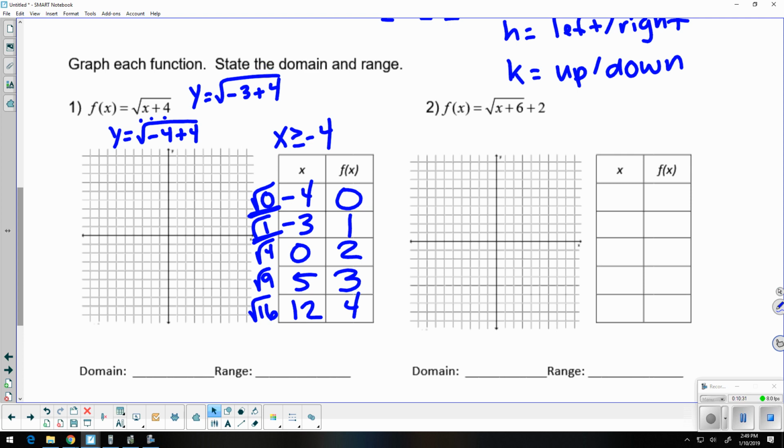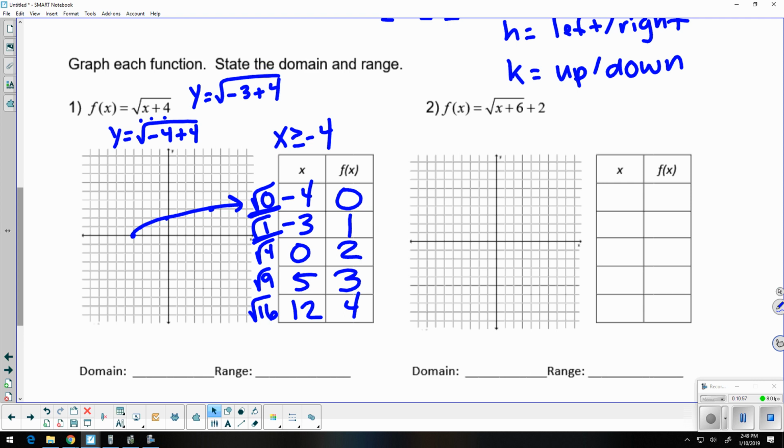Okay, so now you just want to graph it out. We'll see how this looks. So negative 4, 0. Negative 3, 1. 0, 2. 1, 2, 3, 4, 5, going up 3. And that's about all I'm probably going to fit. So 12, 4 is a little bit too big. But again, from your starting point, negative 4, 0, your graph just kind of hooks over to the right and continues forever and ever and ever.